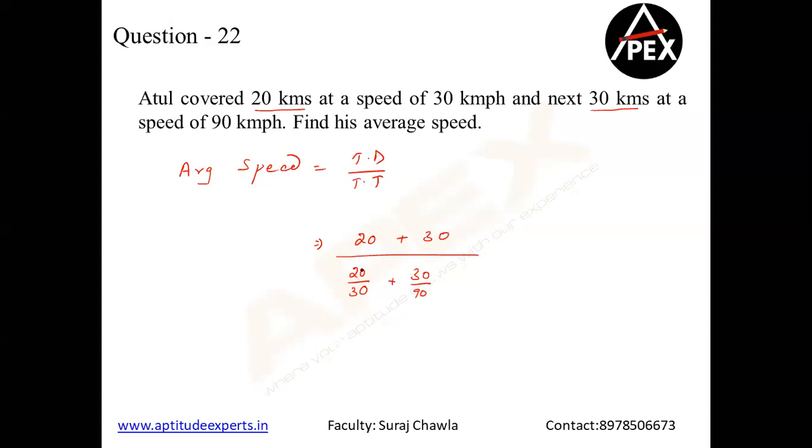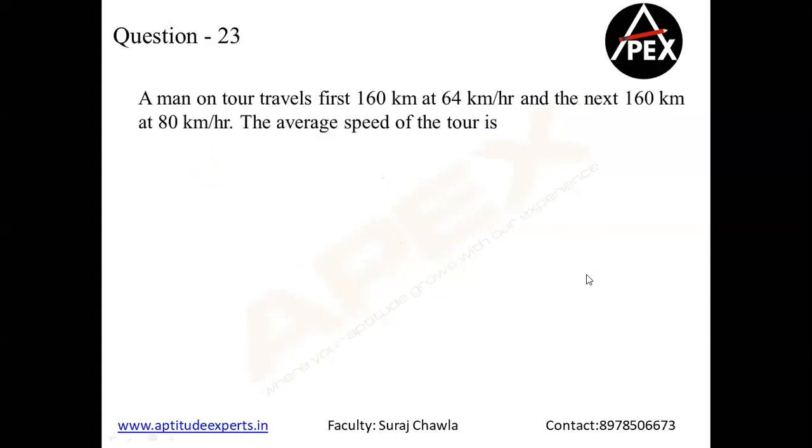Clear? So what do I get? I get this as 2 by 3 and I get this as 1 by 3. Okay. Now 2 by 3 plus 1 by 3 is 1 hour only. So therefore my answer becomes 50 by 1, which is going to be 50 kilometers per hour. Simple formula to start off with a simple question. Clear? Let's solve this, please.